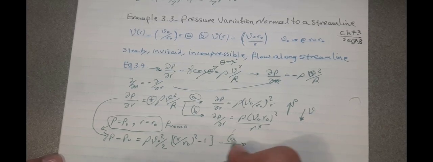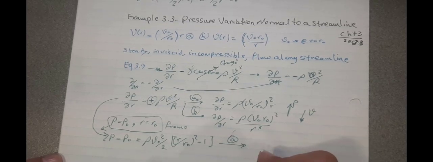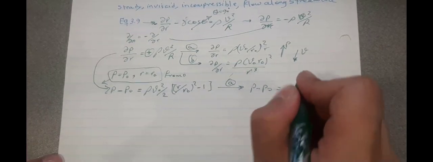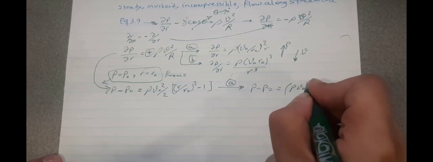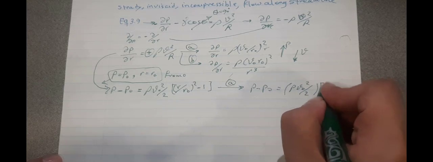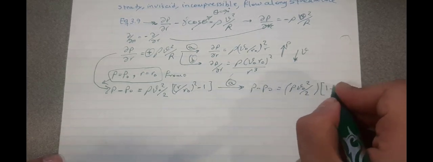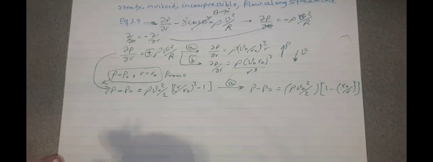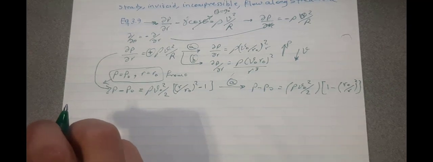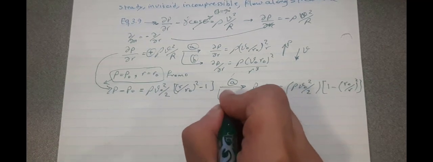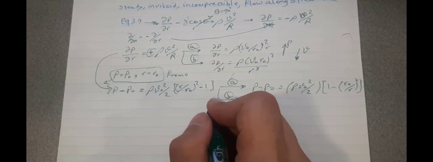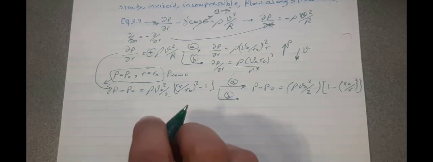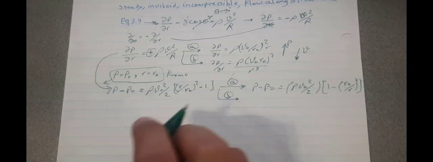For state A, this is going to be P minus P0 equal to rho V0 squared over 2 times (R squared over R0 squared minus 1). Excuse me, let me just bring it up. For the B state, it's not really easy to extract the equation out, but it is available on the picture.